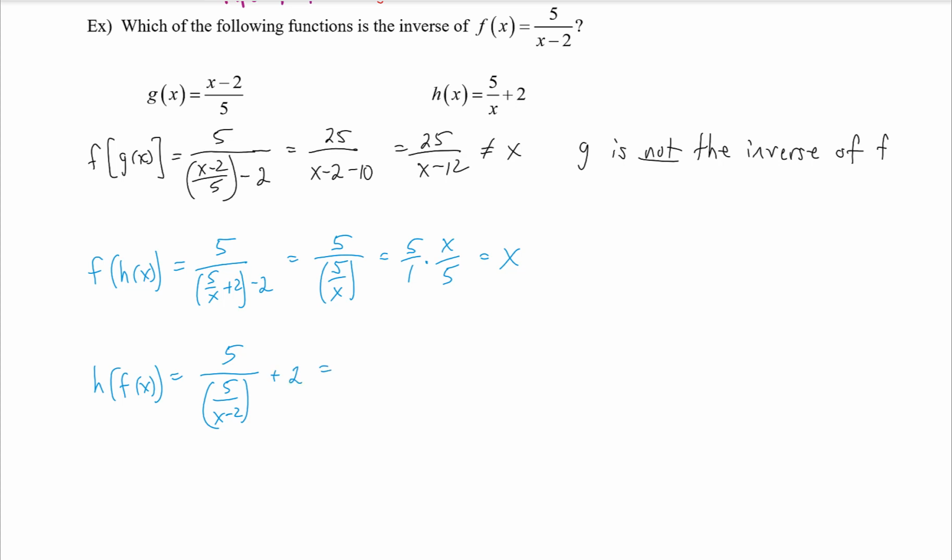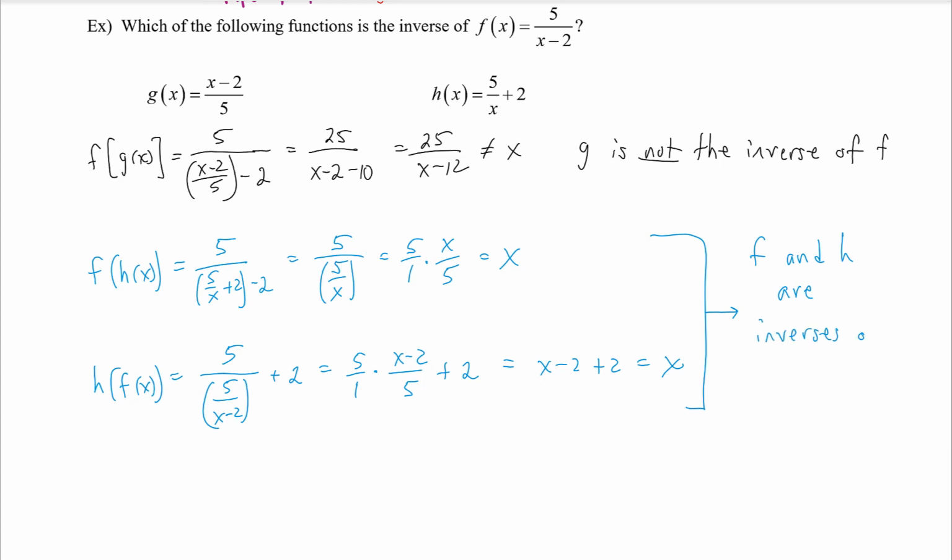So I'm going to plug f into function h. Then what am I going to get? Aha, I get x. So no matter which one I plug into the other, no matter which one's the inner function, they both return back to me the input x. So right here, these two pieces of information tell me that f and h are inverses of each other.